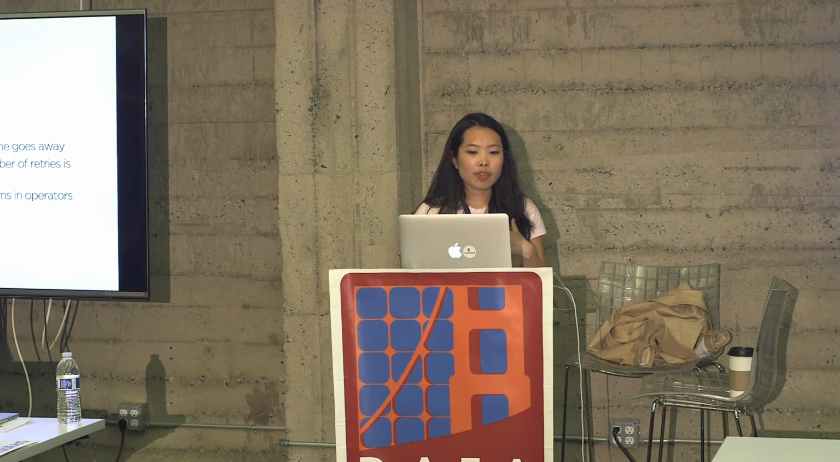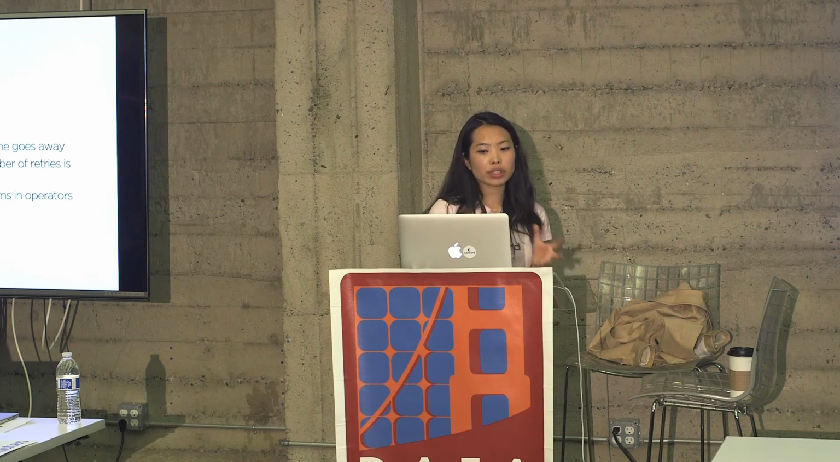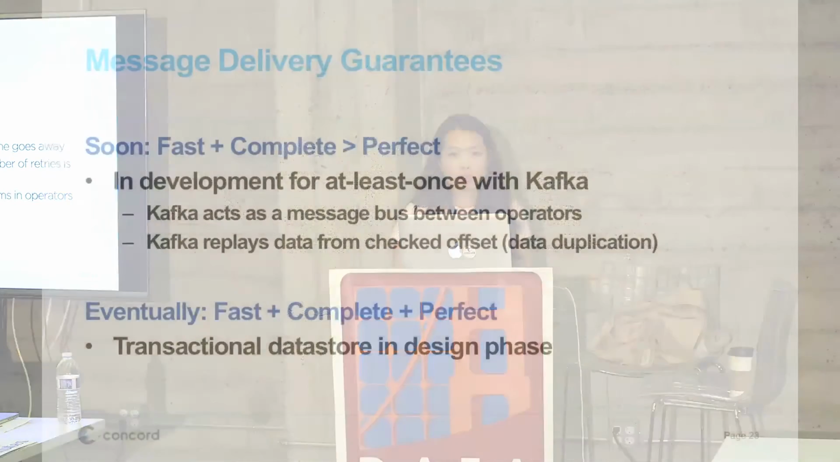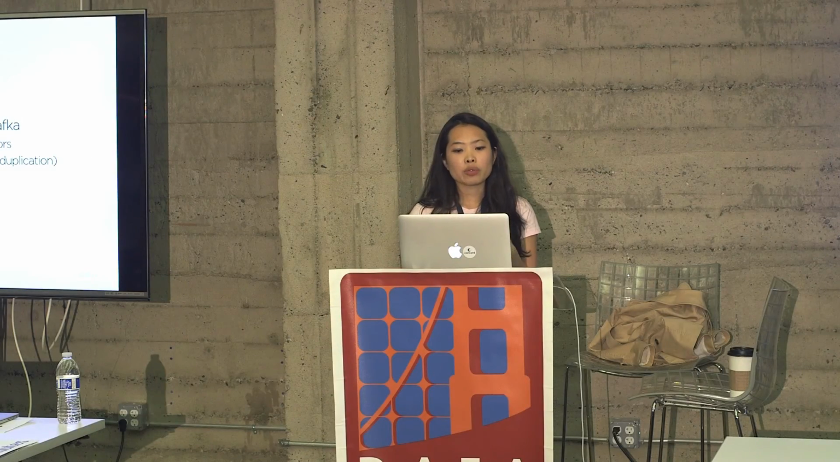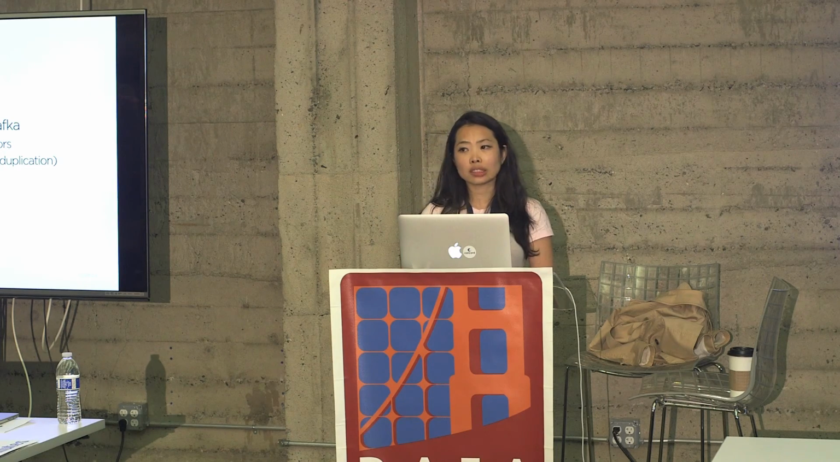So we basically value being faster more than complete or perfect. However, we are currently working on our integration with Kafka, where Kafka becomes our message bus. So instead of using our own lock-free message queue, we'll always ask Kafka, and it will also tell us if any of the jobs fail, so where we should pick up the messages from. And eventually, we should be able to support exactly once processing, where we currently have a design of a transactional data store that we want to use inside Concorde.